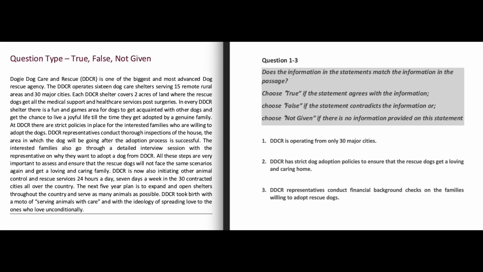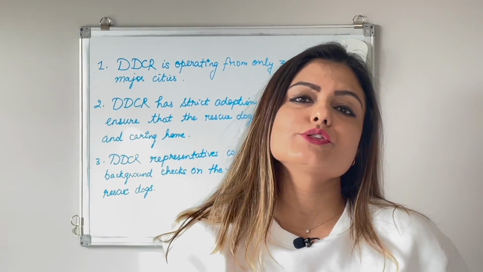Now let's try to solve this true and false and not given kind of question. I'm going to show you a passage on your screen. You can pause your video to read the passage and then we will try to solve it together. I hope you've read the text. Now let's try to solve the question.